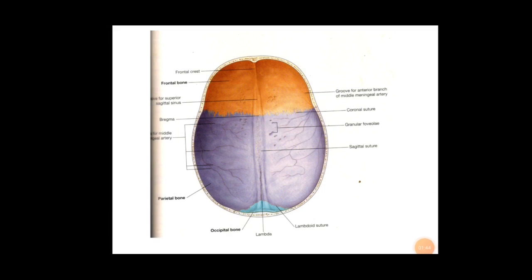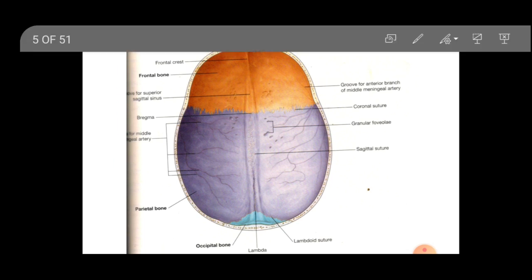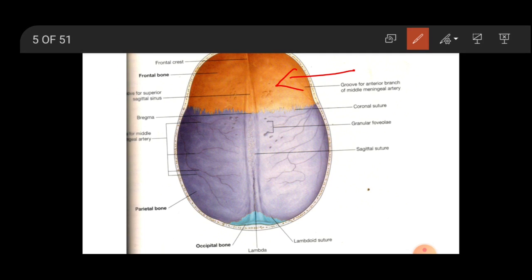This is the vault of the skull, the interior of the vault. This vault is made up of 3 bones. That is the frontal bone in the front, this is the frontal bone, this is the parietal, and this is the occipital bone.